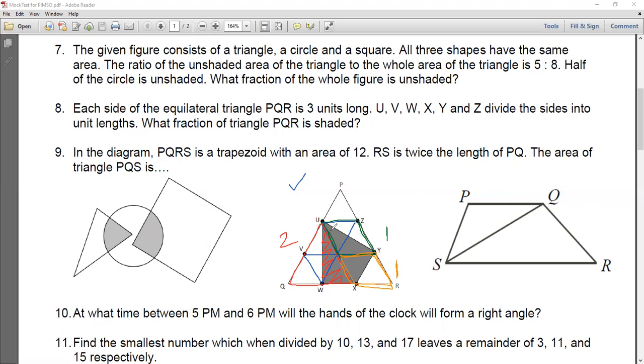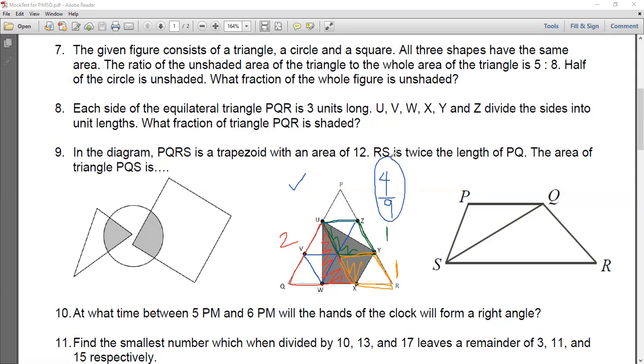So meaning the shaded part now, so this is the shaded part, and then the other one is also this one. So in that case, the fraction that is shaded here is actually 4 over 9. So that is the answer for number 8.